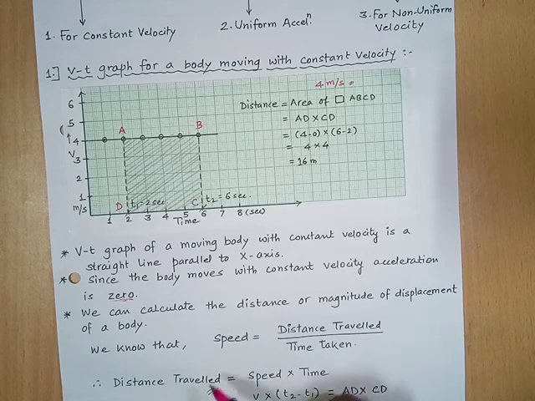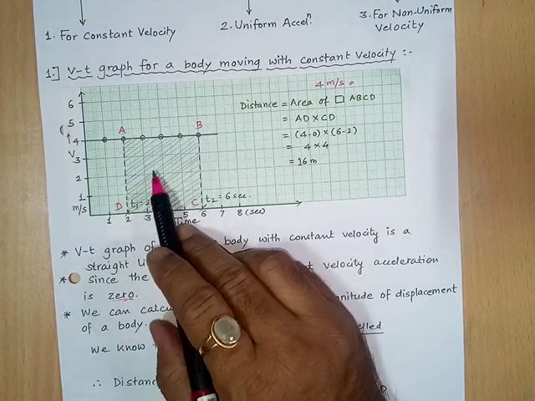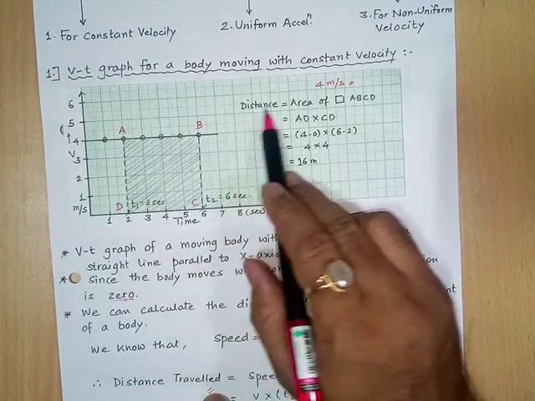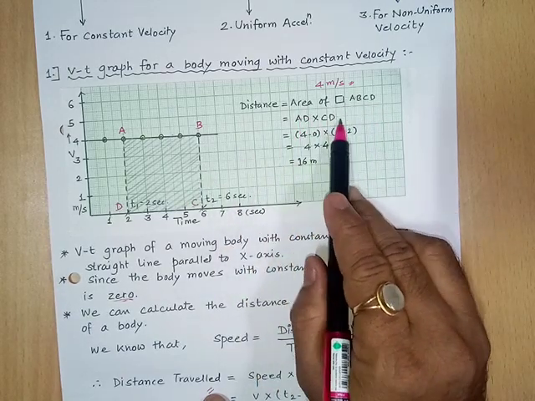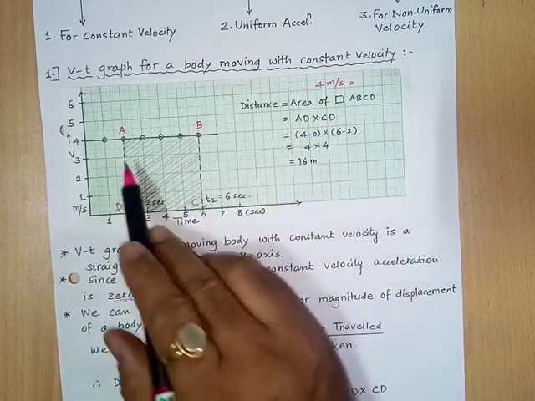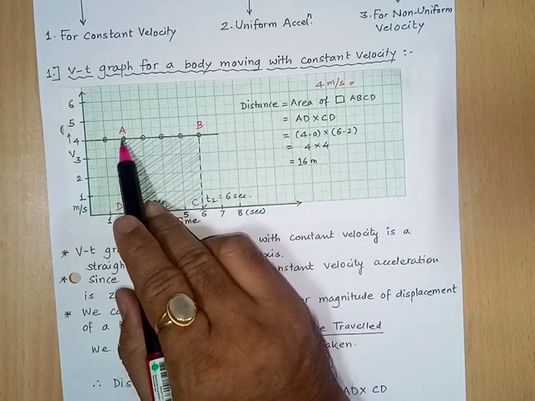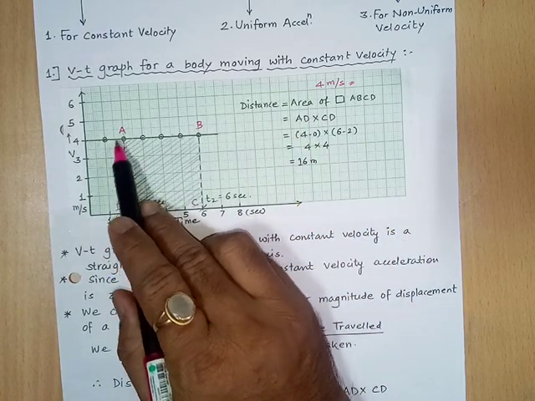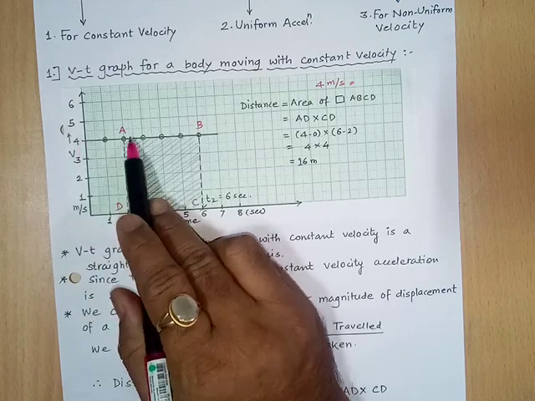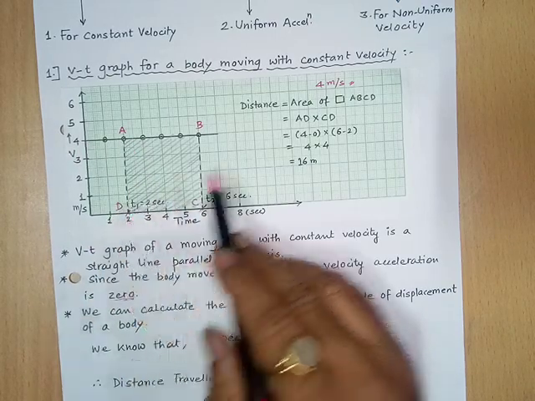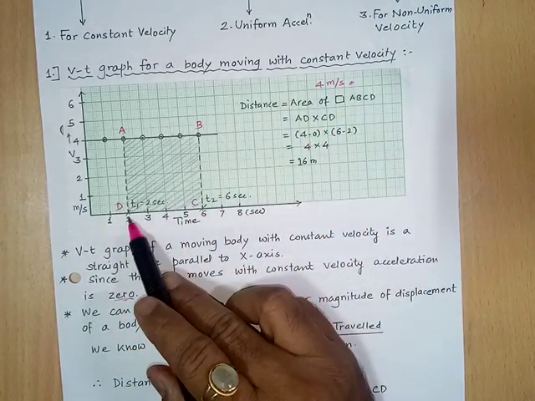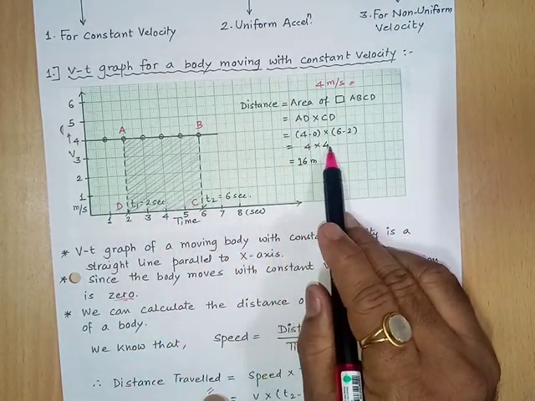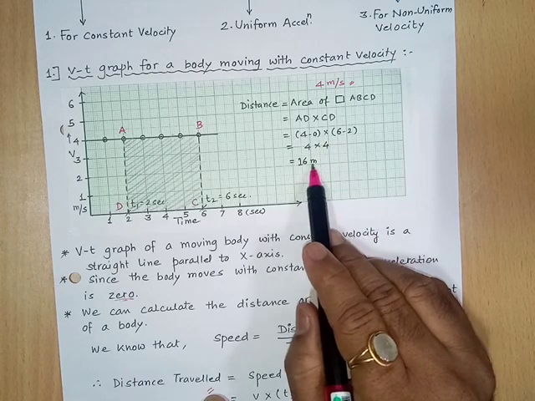So for this example, let's calculate the distance covered. Distance is equal to the area of this square ABCD, which is AD multiplied by CD. For AD I can write the coordinates of y, that is 4 minus 0. And for CD I can write 6 minus 2, that is 4. So 4 multiplied by 4 is 16 meter.